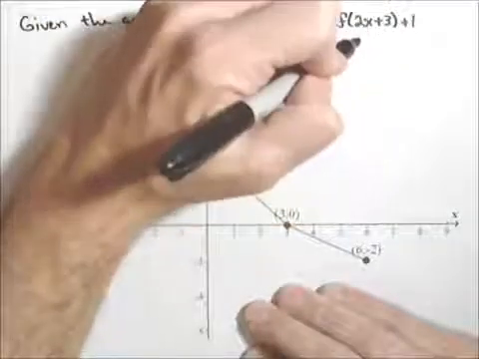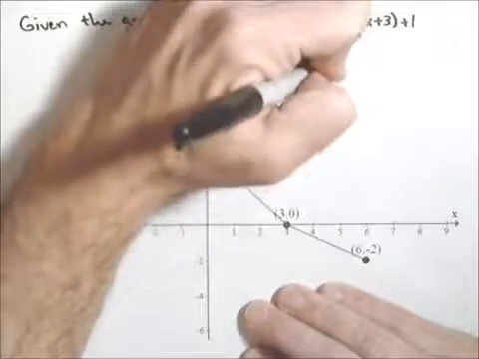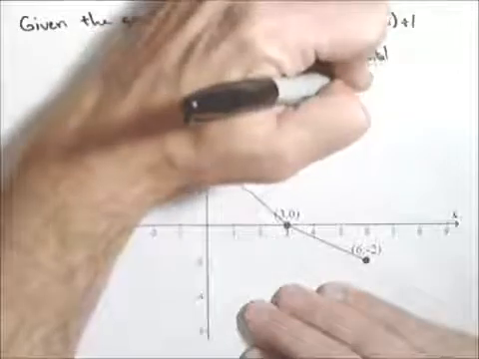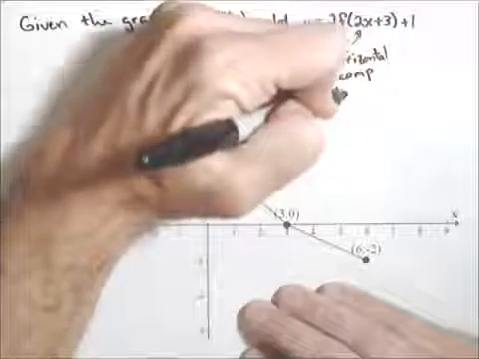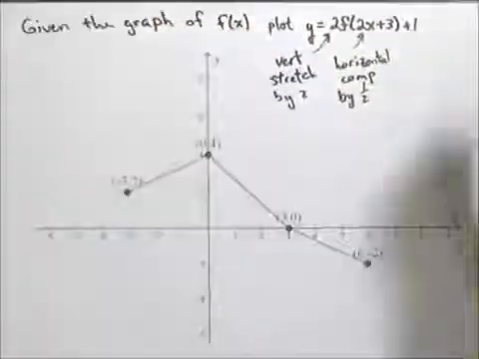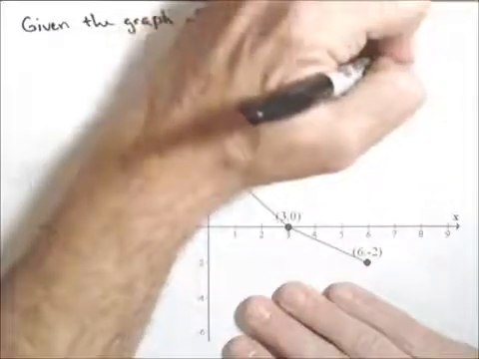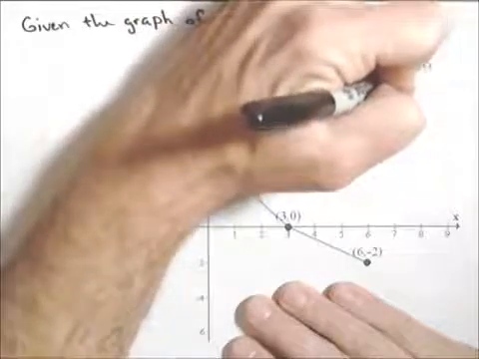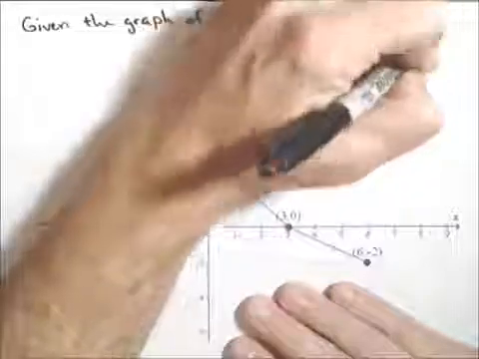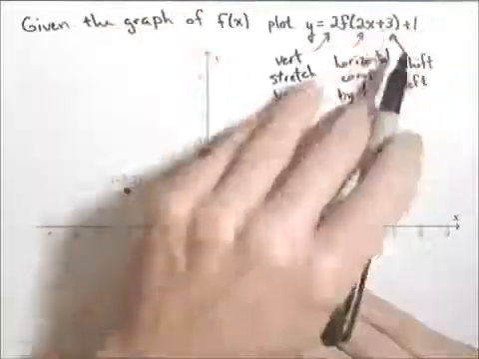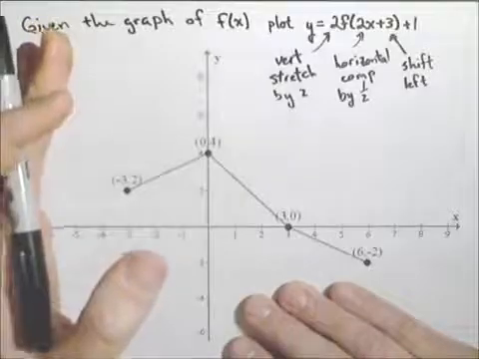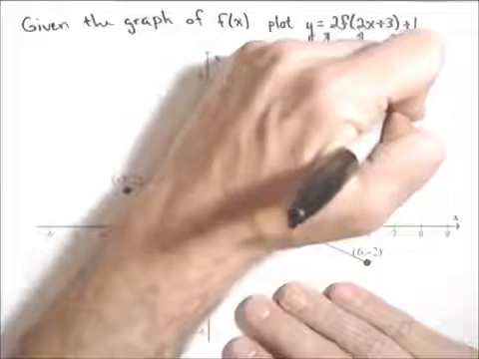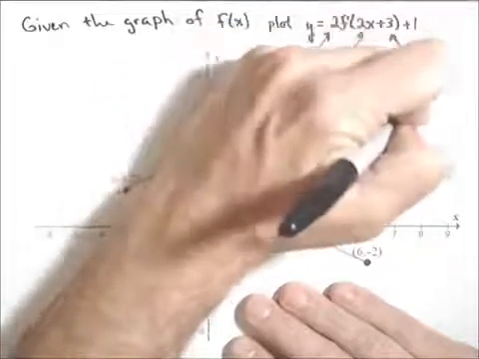The 2 on the inside is actually going to be a horizontal compression, and now it's opposite of what we expect, so it's actually not by 2, it's actually by 1/2, because it's going to squeeze the graph in. This 3 is going to be a shift left, but it's not going to move the whole graph left by 3, is what we're going to find, because the horizontal compression gets applied to it too. It's actually a shift left of 3 divided by 2, so 3/2.